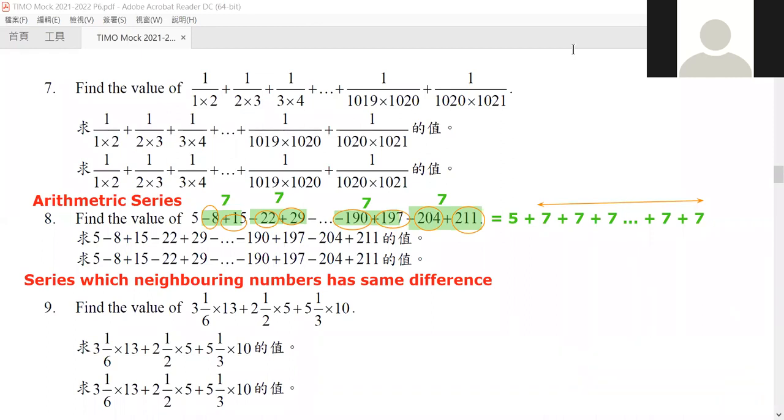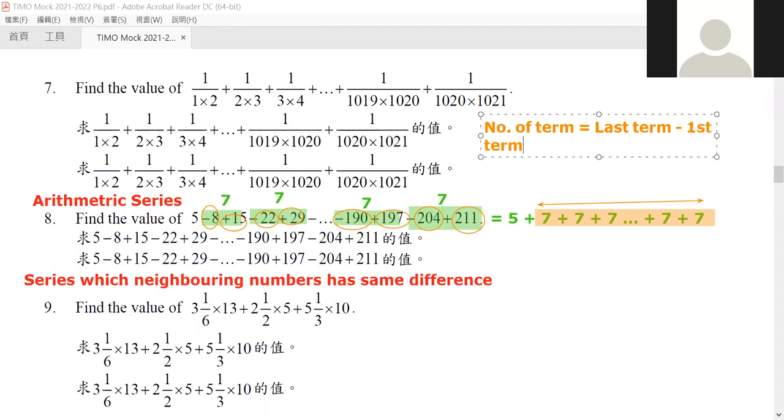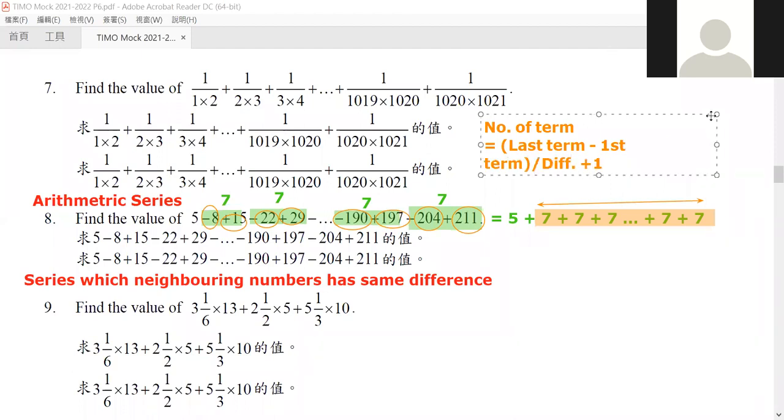So let us look into how many numbers there are in this arithmetic series. For the number of terms, we can make use of the equation for the number of terms for an arithmetic series. It will be equal to our last term minus our first term, and then divide the whole thing by our common difference. Normally we refer to it as the CD, but in here we'll just say it's the difference. And then later on we would have to add 1, because we need to count the first term.